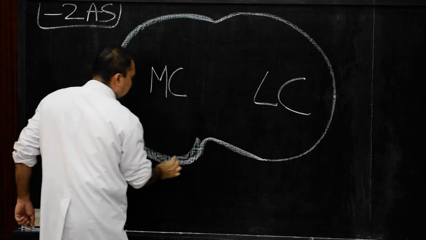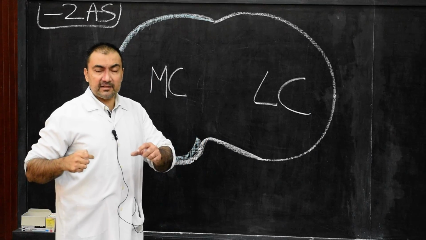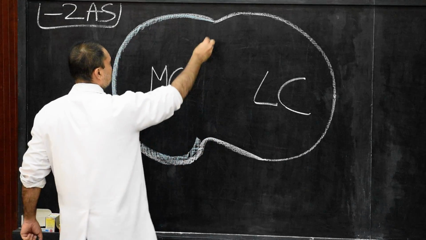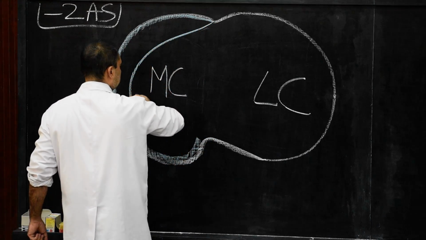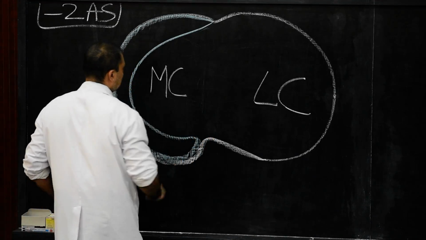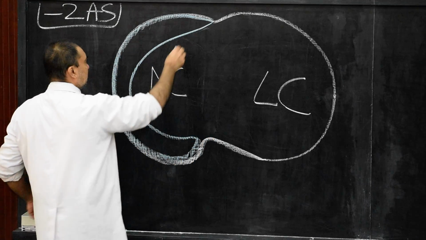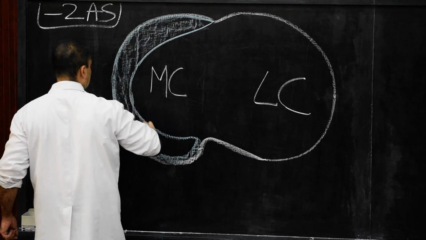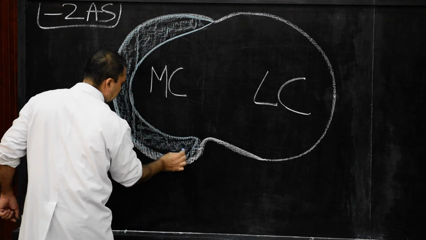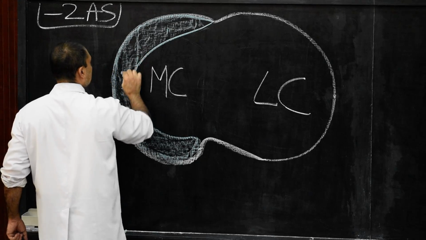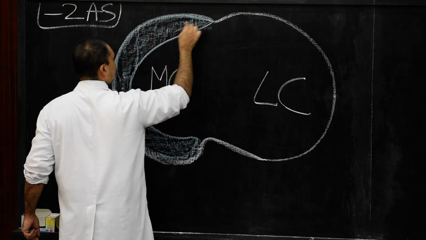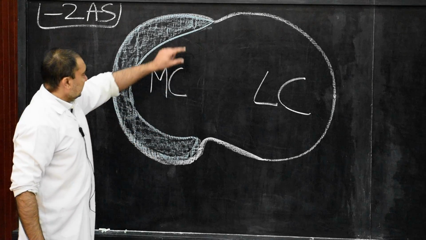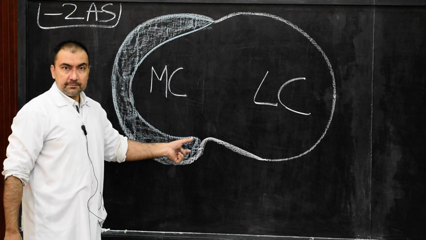Now, please mark one thing, that menisci are attached on the peripheral 2/3 of the condyles, in this manner. So this is the attachment of the menisci. So if I color this, this will be the medial meniscus, which is attached on the medial condyle of the tibia. It is attached on the peripheral 2/3 margin.